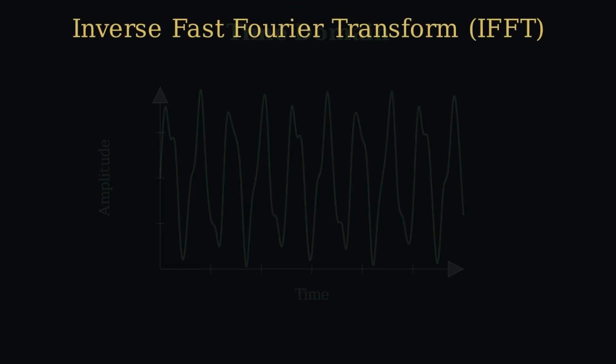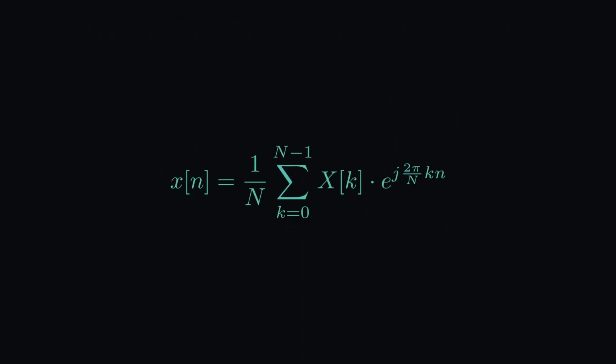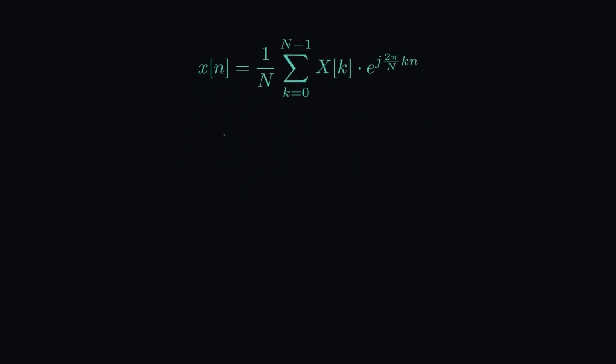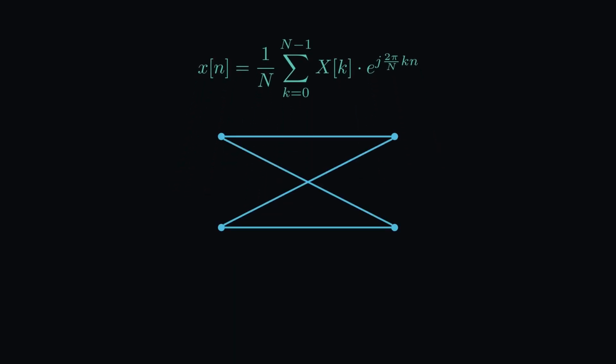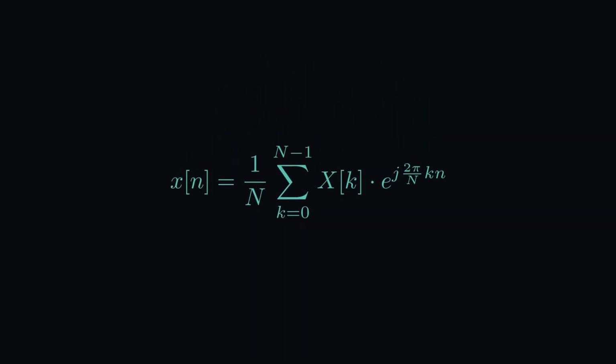To do this, we use the inverse fast Fourier transform, or the IFFT. It uses this equation. It looks almost identical to the forward FFT we just broke down. It still uses a butterfly network, and it still processes data in 10 sequential stages. And it still pairs up elements using u plus t and u minus t. But there are two small changes that cause this function to do the inverse of the forward FFT.